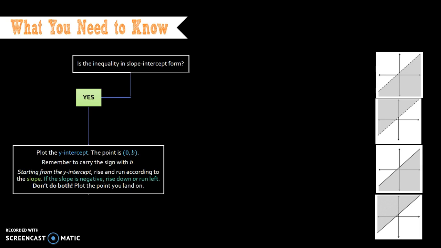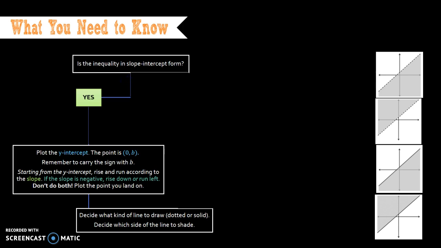We plot the intercept first, and then we're going to start at that y-intercept, do our rise over run, and then we have 2 points, and we will connect those points with some form of line. We'll talk about the dotted versus solid line in just a second. And we also need to shade. So if you look over here on the right, you can see a little bit of what I'm talking about. The top 2 graphs have dotted lines, and we also have some shading.